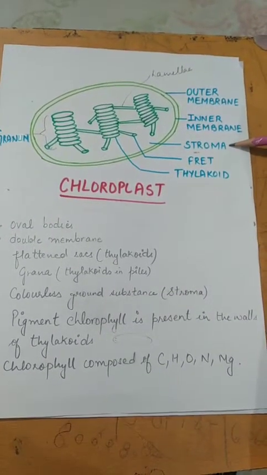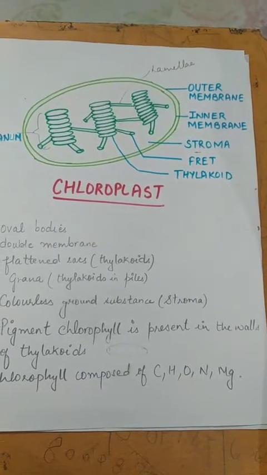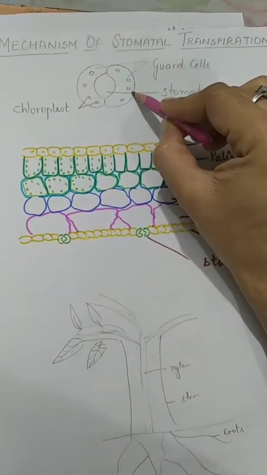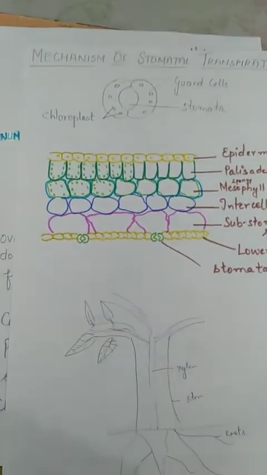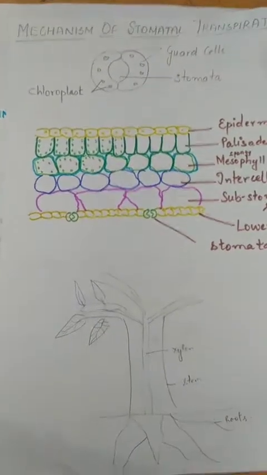This stroma is different from the term stoma that you have read in transpiration, in which, let me show you here, these are the guard cells and the opening present between them is a stomata, or we call it stoma. So do not get confused between stroma and stomata.